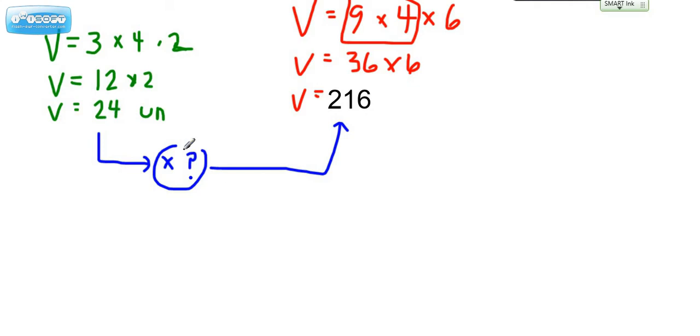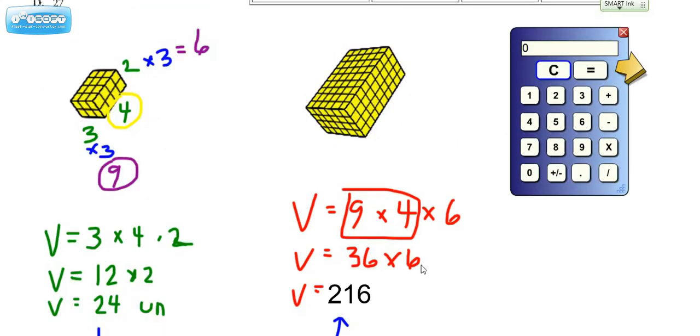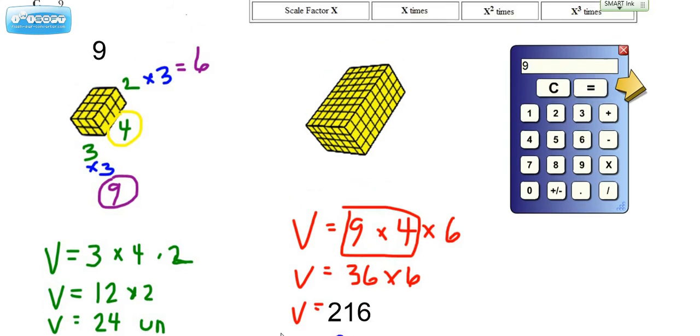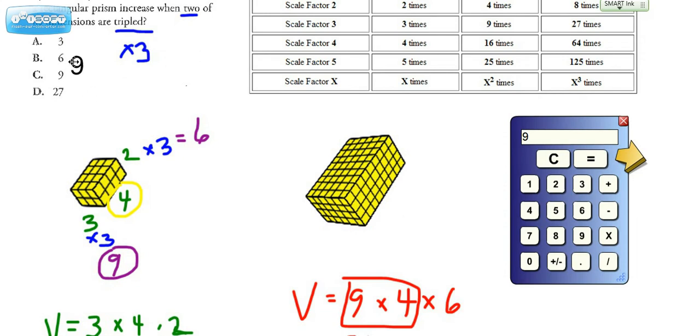On a calculator, when you're trying to find this number, we have to apply inverse operations. If we take this number and divide it by this number, we should get how many times bigger this is than the green number. Let's put them into the calculator. 216 divided by 24, and we get 9. That matches choice C, by the way.